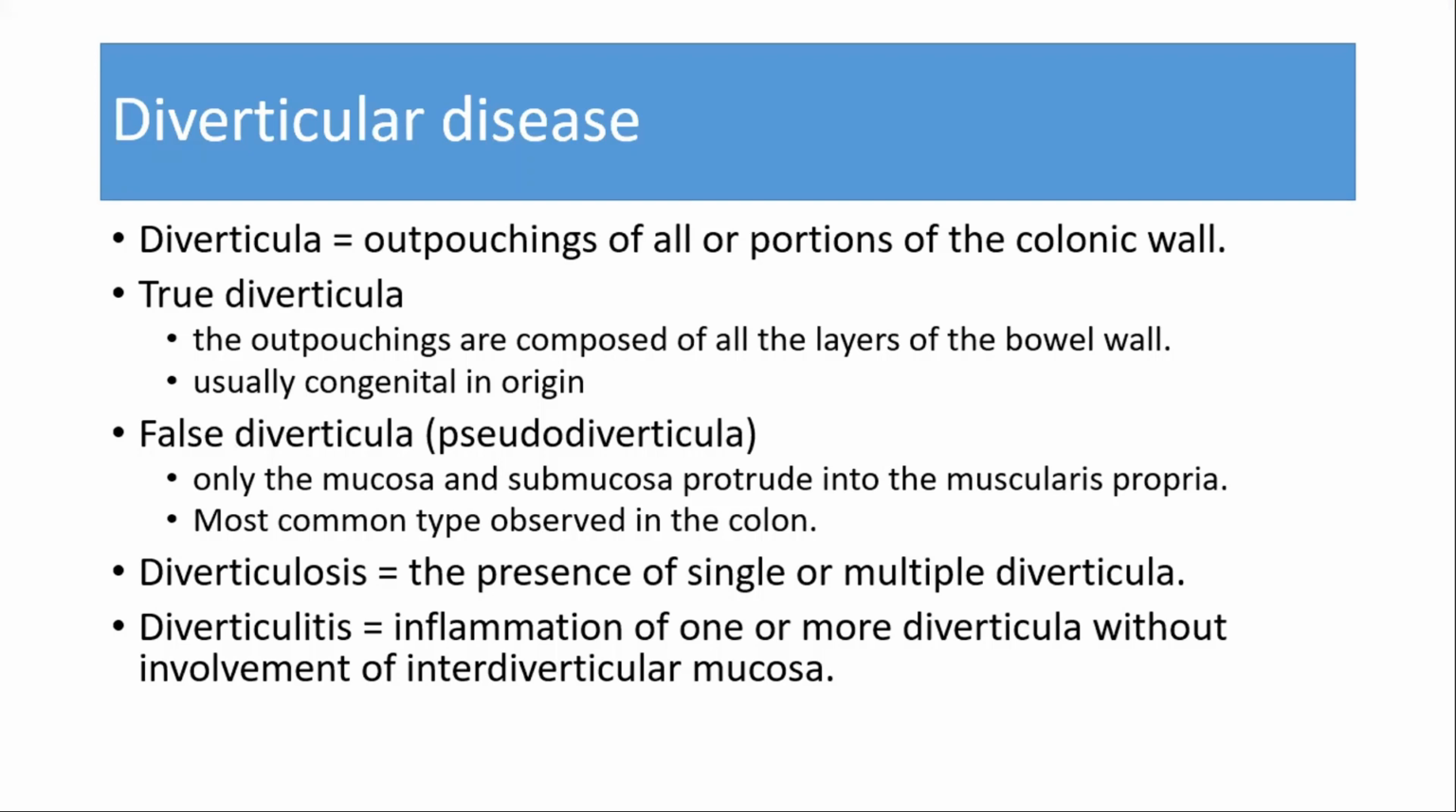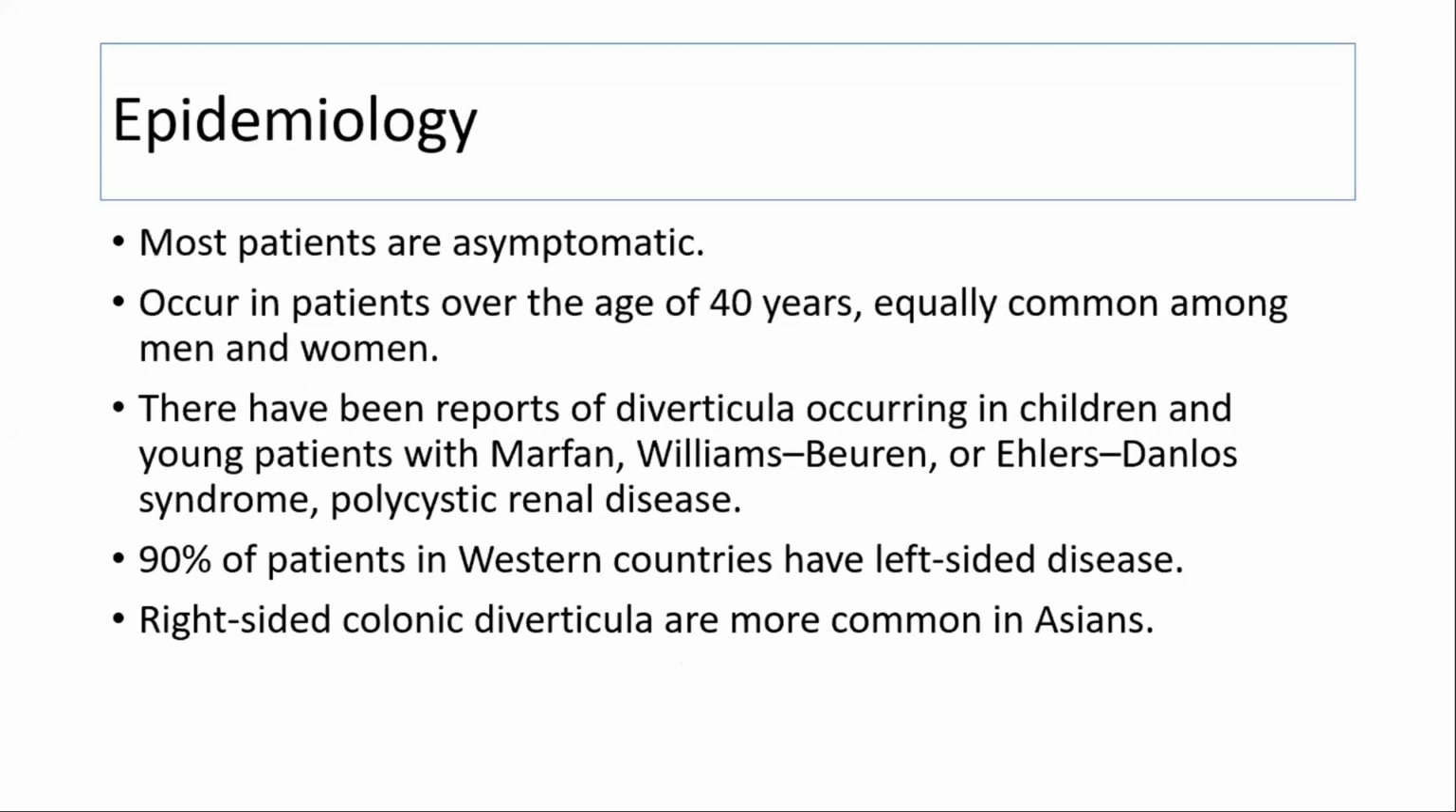We know that the bowel wall has 4 layers. True diverticula are usually congenital. False diverticula are the ones that we usually see in diverticular disease. The outpouching layer is only mucosa and submucosa with a very thin layer of muscularis mucosae. Diverticulosis is the condition where there is presence of single or multiple diverticula. Diverticulitis is when it is inflamed.